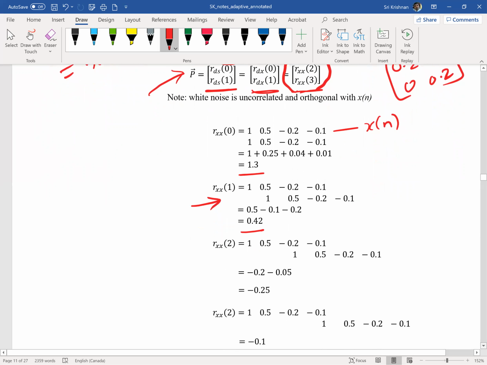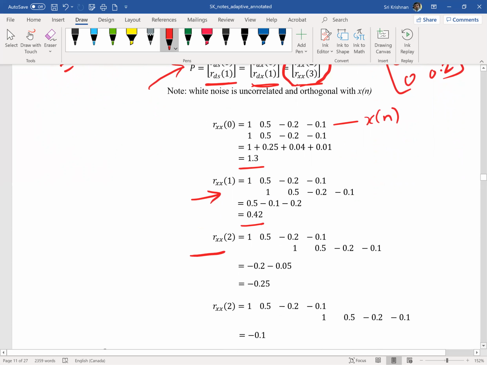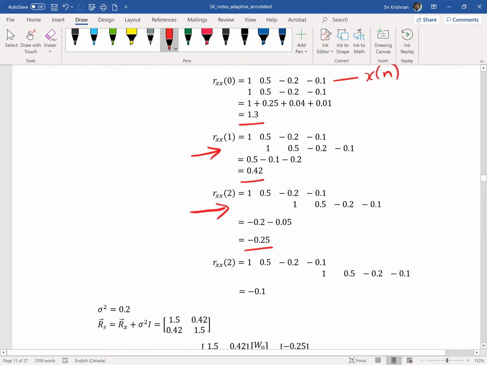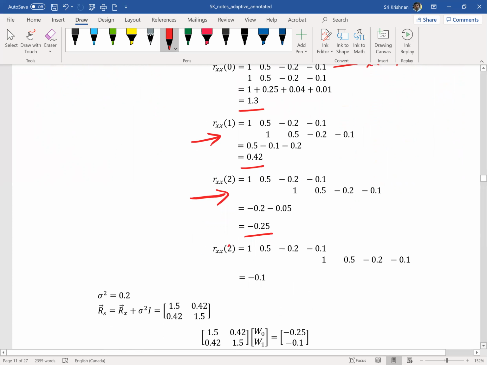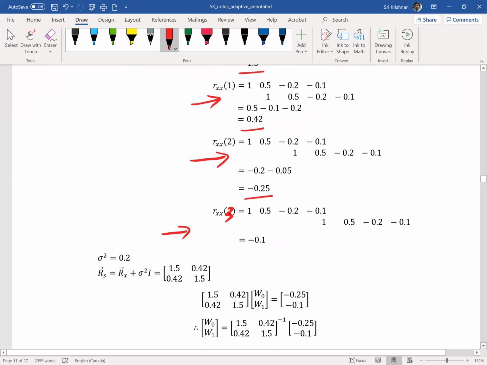Now RXX2, in a similar way, we shift it by 2 units, and we get it to be negative 0.25. As we keep going, we also need to determine RXX3. Shifted by 3 units, you get negative 0.1. So this is a very simple example. We just took 4 samples of the signal X and computed these autocorrelation values, and now we just have to put them in the matrices that we had.